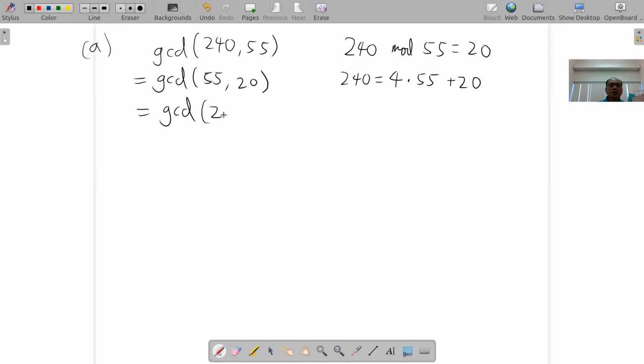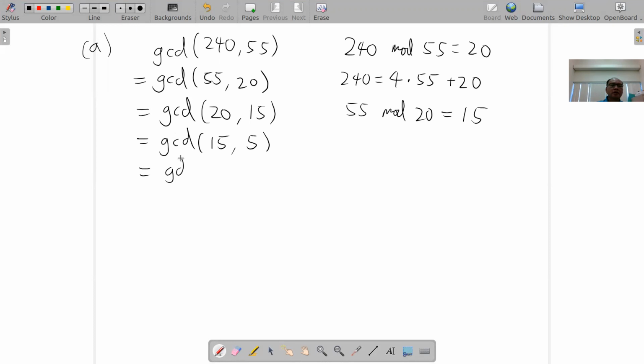And then we look at what is 55 mod 20. 20 goes into 55 twice, and the remainder is 15. And then we do 20 mod 15, which is 5. And then finally, GCD of 5 and 15: 15 divided by 5, the remainder is 0, and the answer is 5. So that's the final answer here.